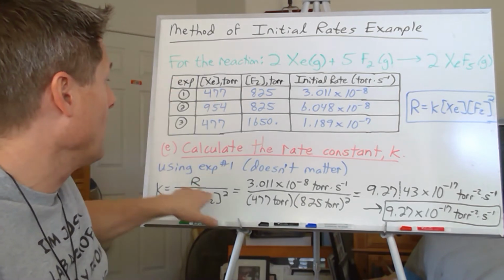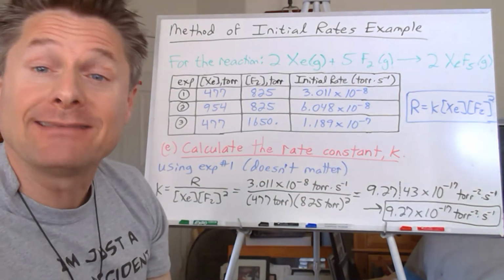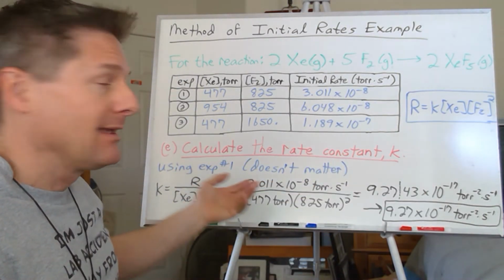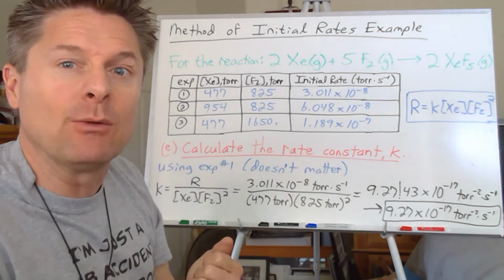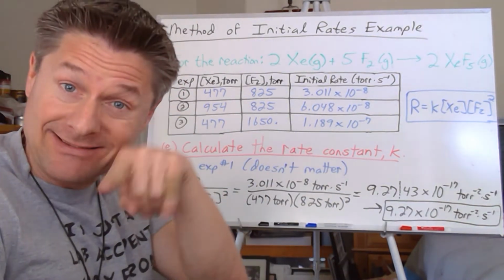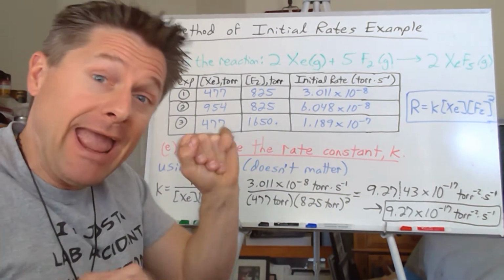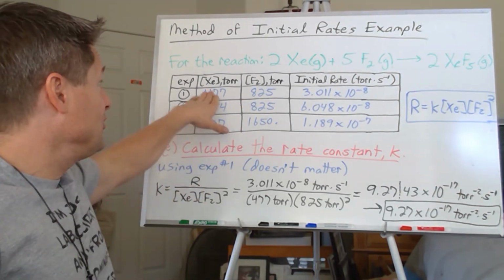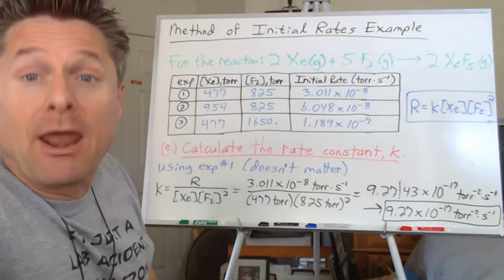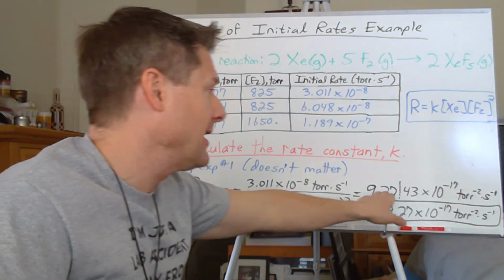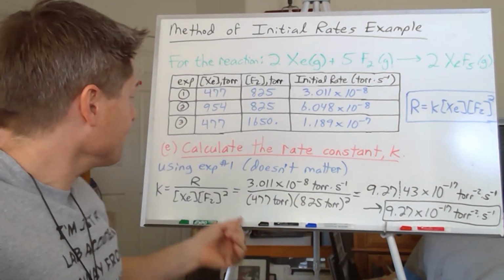I'm just taking experiment 1. So calculate the rate constant. That's K, of course, little k. Capital K is going to be an equilibrium constant later. So make sure your rate constants are little k, not the big K. So I'm just using experiment 1, but it doesn't matter again, all right? If you use 2 or 3, you're going to get pretty darn close to what I got.